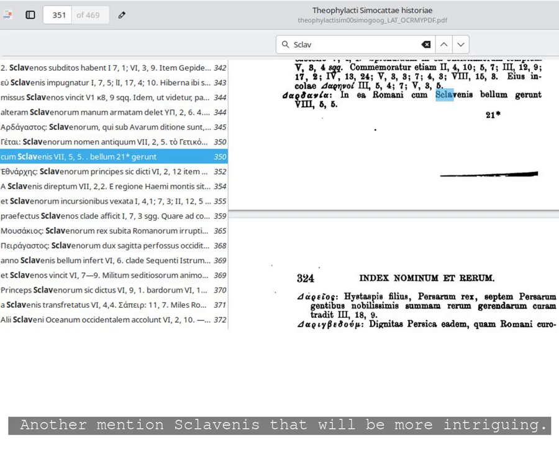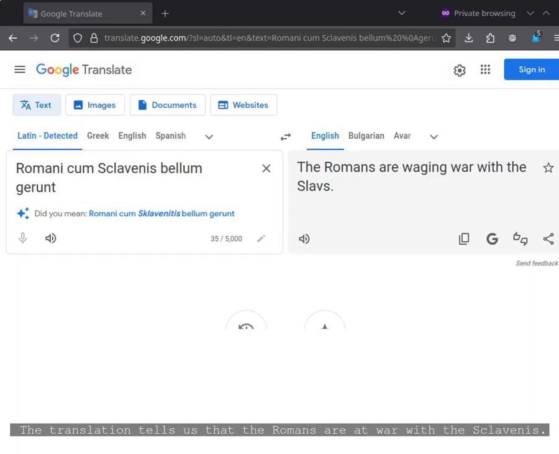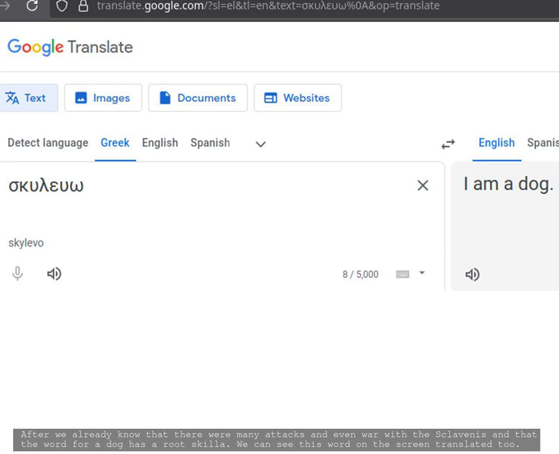Another mention of Sclavinus will be more intriguing. The translation tells us that the Romans are at war with the Sclavinus, after we already know that there were many attacks and even war with the Sclavinus, and that the word for a dog has the root skila. We can see this word on the screen translated too, which also means dog. And this is the word skilevo. It can be seen at the lower left above the microphone and the speaker, transcribed in Latin letters. Therefore, it is a word for a dog.